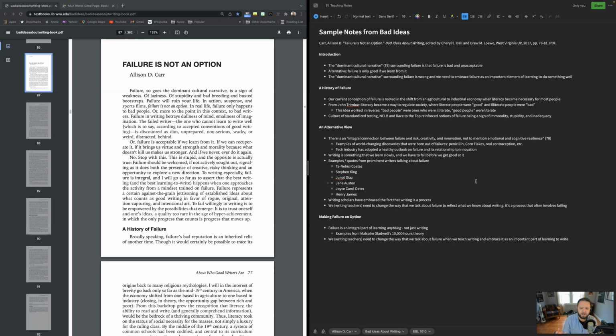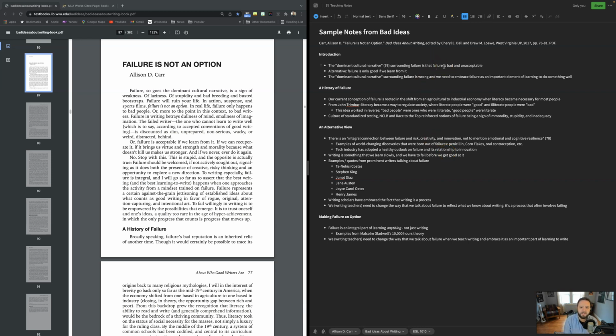I'm using a program called Evernote, which is a note-taking software that I'm particularly fond of. If you are interested in learning more, there's loads of information out there about various note-taking softwares, including Evernote.